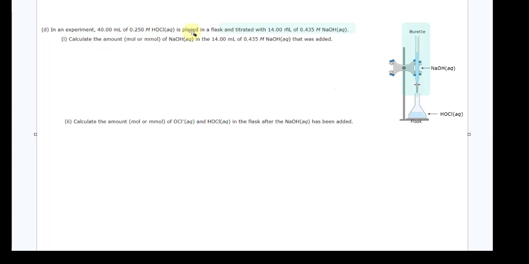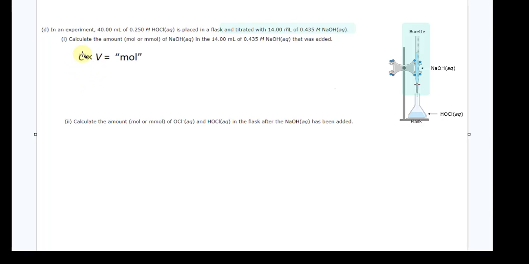Calculate the amount of sodium hydroxide in the 14 mLs of 0.435 molar sodium hydroxide. Oh, this is a pretty straightforward problem. Very often, buried in FRQs, there'll be a simple question like this, where you can do something that you know pretty easily and just quickly fire out an answer and get a quick point. So don't give up on an FRQ if you don't know the first couple of things. Buried in it will be something that you can easily do.